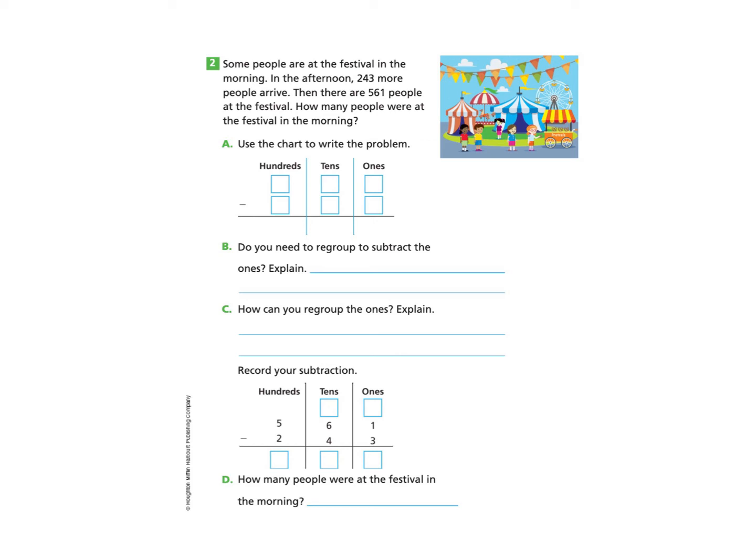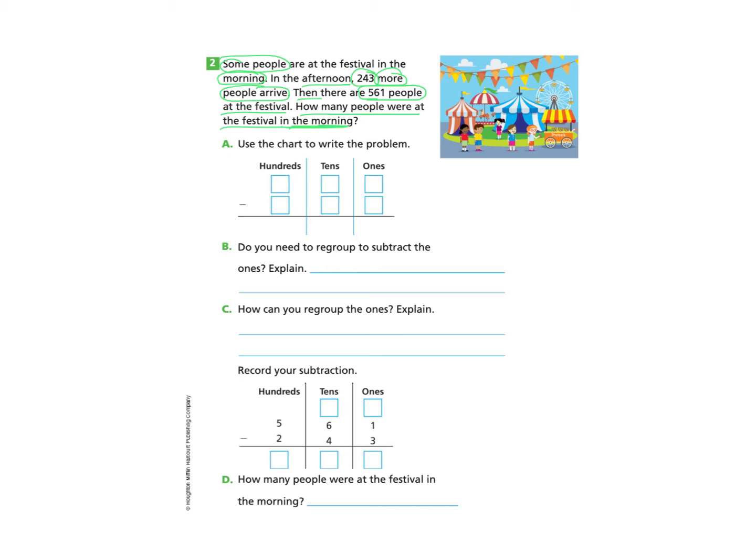Let's take a look at the next page, page 285, part 2. Some people are at the festival in the morning. In the afternoon, 243 more people arrive. Then there are 561 people at the festival. How many people were at the festival in the morning?